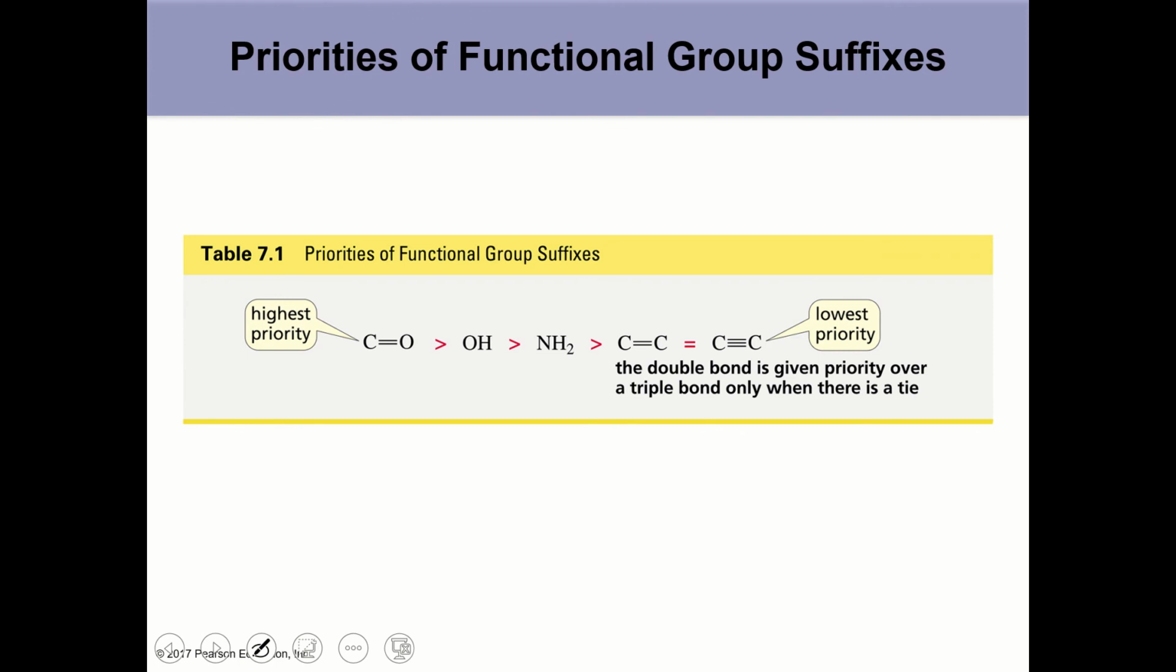Priorities of functional group suffixes. The highest priority that we have looked at to date is the ketone, which would have a suffix of -one. We actually haven't named any ketones yet, I don't think. We have named alcohols, and the suffix for the alcohol is -ol. The suffix for the amine is -amine. The suffix for the alkene is -ene, and the suffix for the alkyne is -yne. The double bond is given priority over the triple bond only when there is a tie between possible numbering.